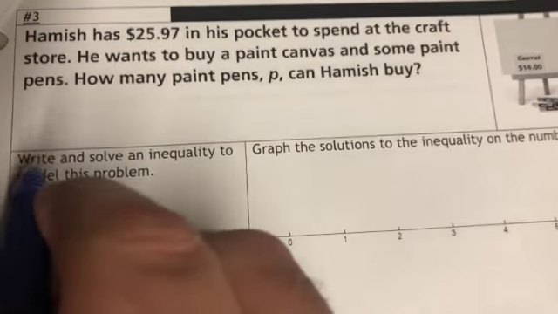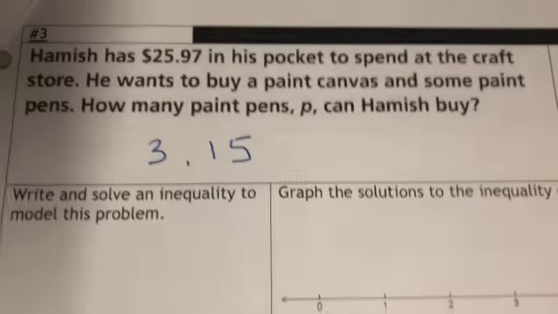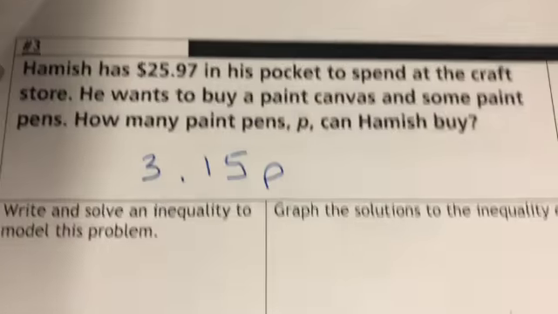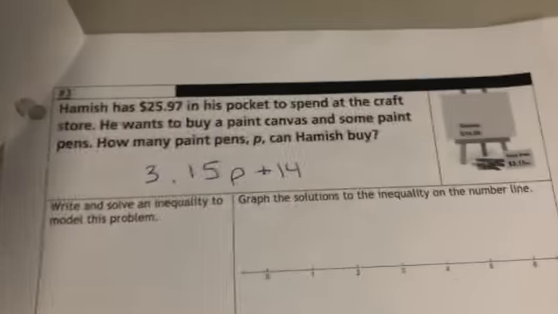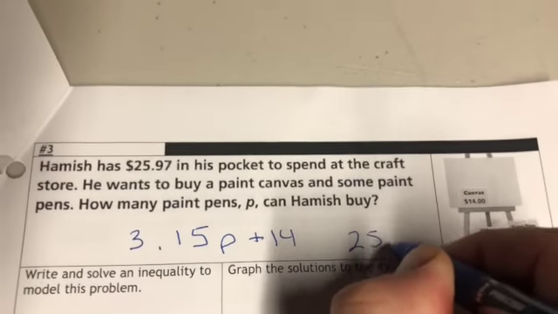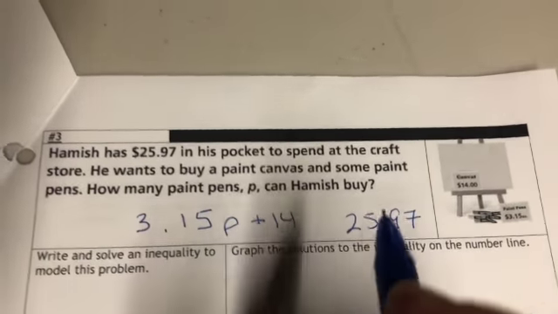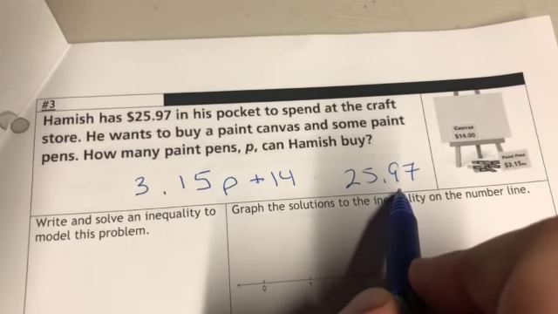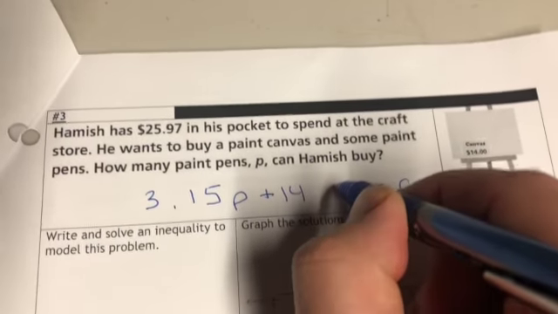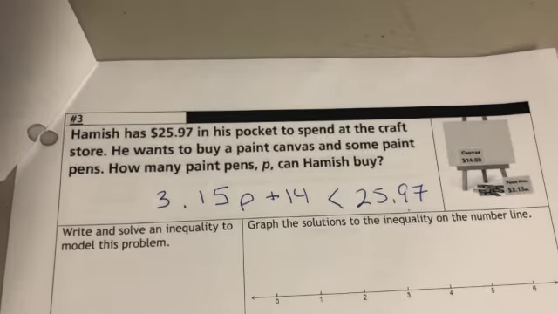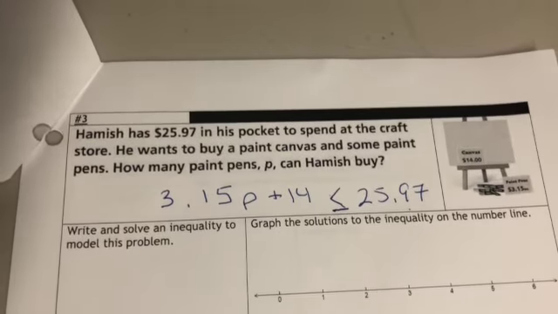So when we write the inequality, it's $3.15 times the number of pens he buys, plus the $14 for the canvas. And then we have to think about the amount of money that he spends. Can that be more than $25.97? It can't in this case because that's all the money he has. So we want to use a less than symbol. And he could spend all of the money, so we're going to say less than or equal to.